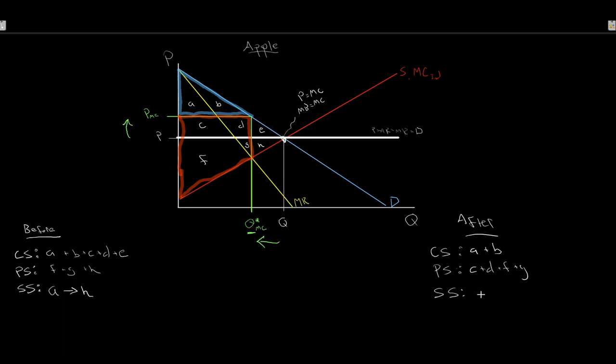My social surplus then is A, B, C, D, F, and G, meaning that society in this case is worse off. Society actually loses E and H. That is our deadweight loss. Our deadweight loss to society, just like in a monopolist.